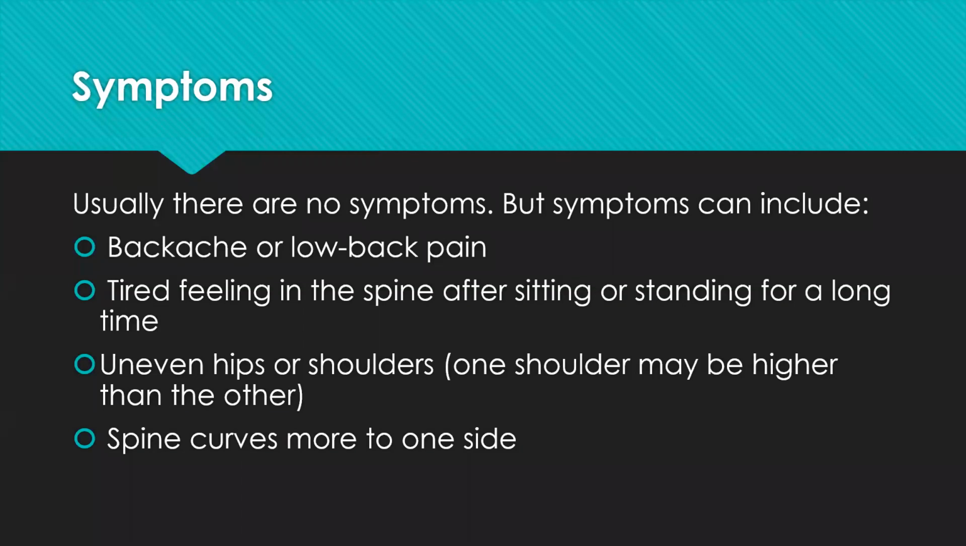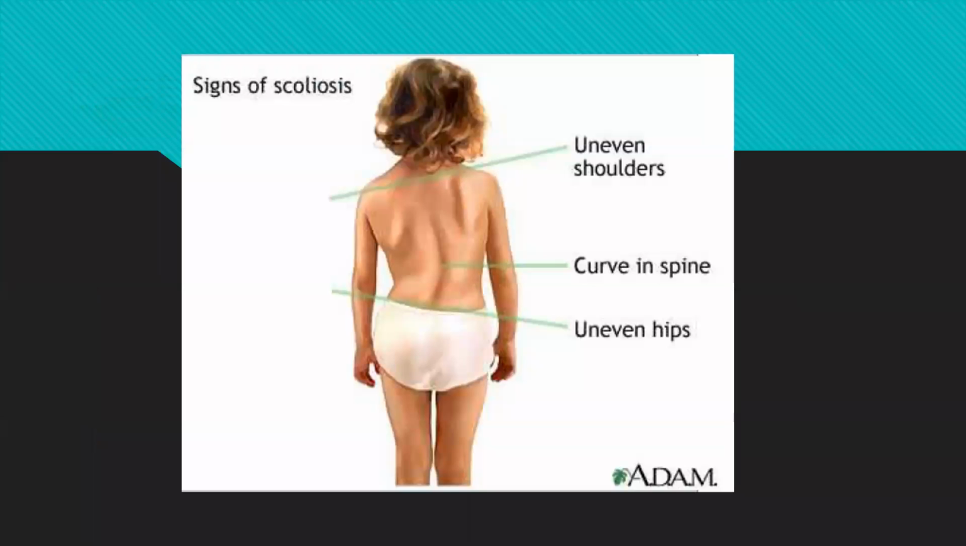On examination, we may be able to ascertain uneven hips or shoulders, and the spinal curve can be ascertained. This is what we see on clinical examination. The shoulders will be at uneven level, hips will be at uneven level, and the curvature of the spine can be ascertained.